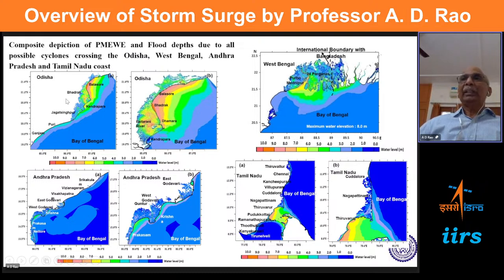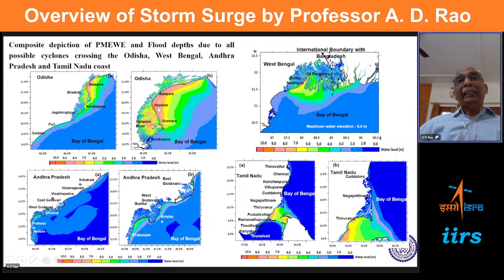For Odisha, West Bengal, Andhra Pradesh, and Tamil Nadu. If you look at the entire Odisha, for example, everywhere you are not getting maximum water levels, only in some pockets. For example, Bhadrak, Dhamra, and Balasore. In this pocket you have a lot of surge development. You get about 9 to 10 meter surges here, and because of this the area gets inundated.